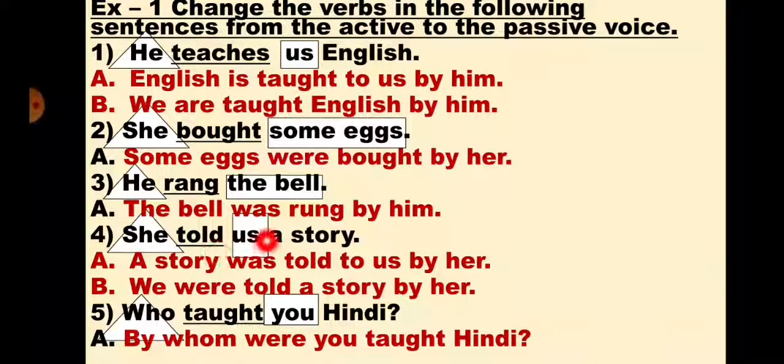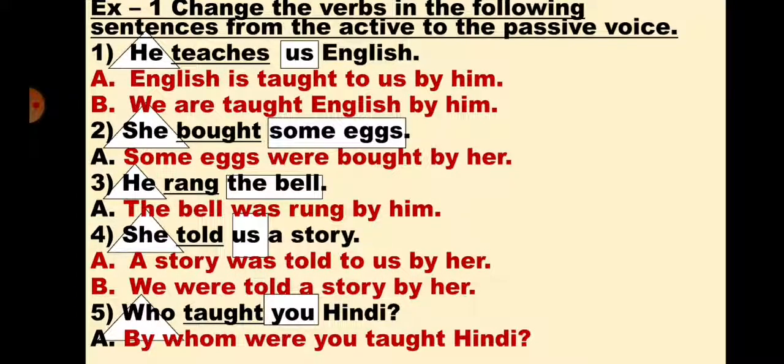Now here if you are taking us as an object, so object will become subject. So at that time us will change into we. We, it's a plural, so we'll use verb were. We were told a story, and by, she will change into her. We were told a story by her.